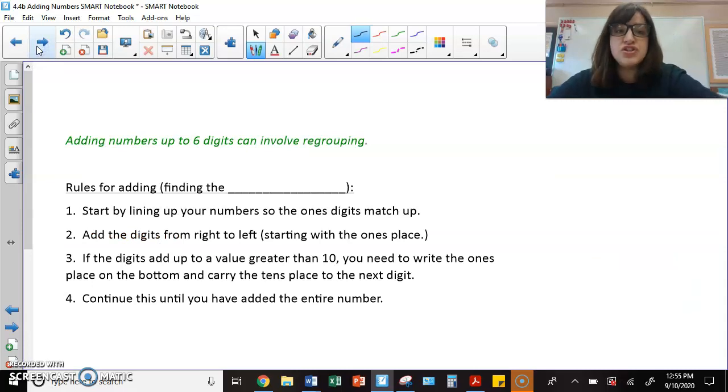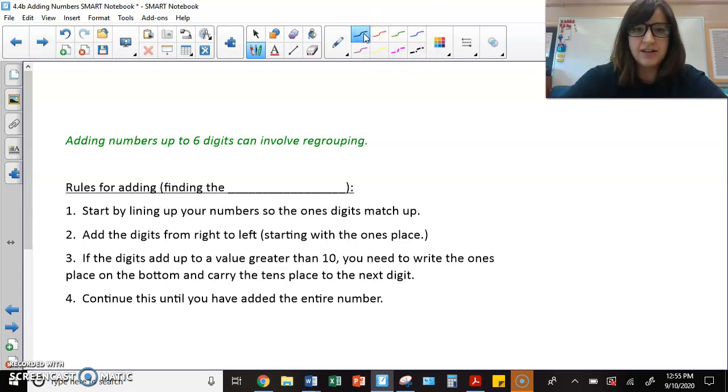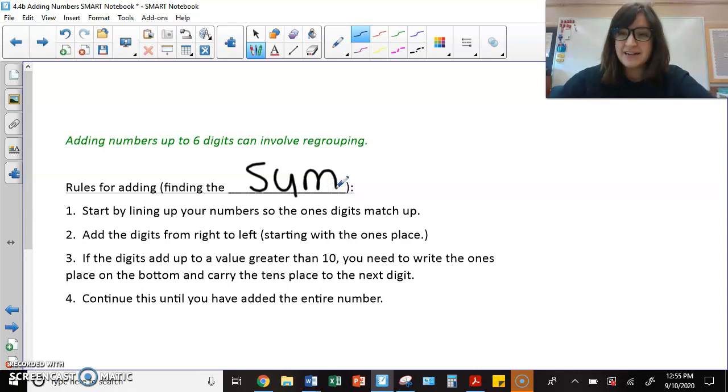All right, so here are our rules for adding numbers. When we add, we are finding the sum, S-U-M, sum. Sum is the word for the answer to an addition problem, and difference is the word for an answer to a subtraction problem. The way I remember it is the word add has 3 letters and the word sum has 3 letters.